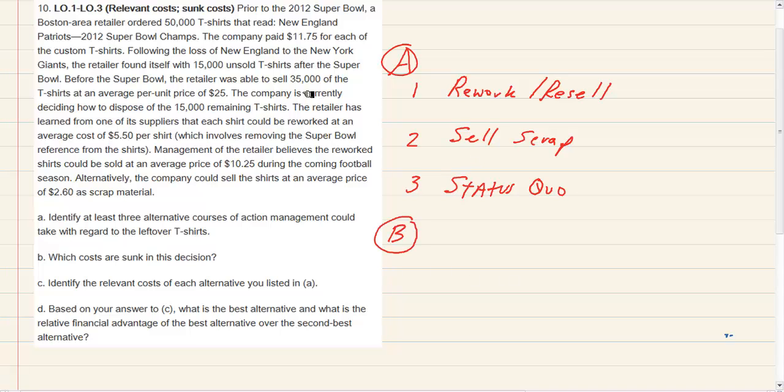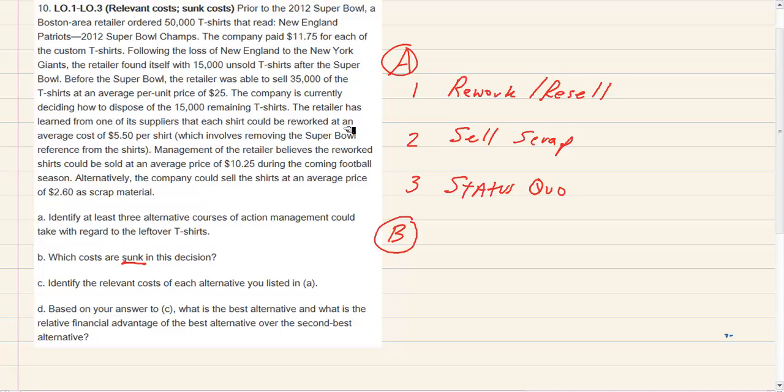In part B, they want to know what costs are sunk in this decision. Sunk costs are very important, and it's an important concept to understand, and it's one that people kind of get confused on. A sunk cost is simply a cost that we cannot recoup that we've already paid. As such, it has no bearing on our future decisions. We should not consider it at all when trying to make a decision that's going to impact the future.